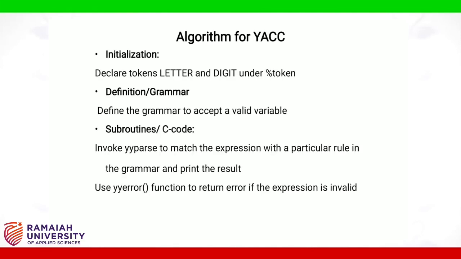Algorithm for Yacc: in initialization, declare tokens letter and digit under %token. In definition, that is grammar, define the grammar to accept a valid variable. In subroutines, that is C code, invoke yyparse to match the expression with a particular rule in the grammar and print the result. Use yyerror function to return error if the expression is invalid.